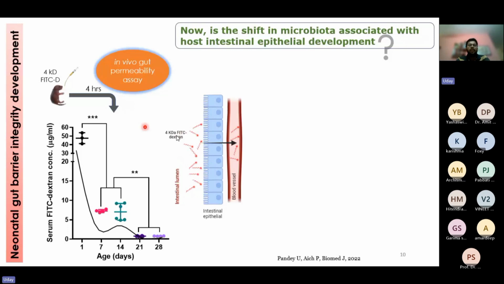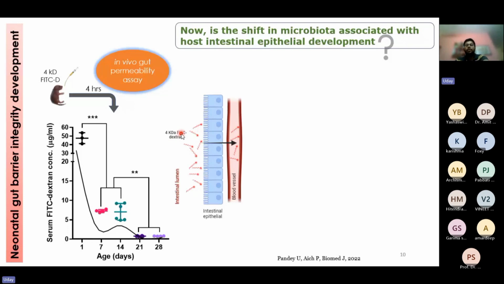There is one dye called 4-kD FITC-dextran. What we did is gavage the mice with 4-kD FITC-dextran, and after 4 hours, we sacrificed the mice and collected their blood samples. So what actually happens at that time? This is the 4-kD FITC-dextran, a dextran molecule attached with the FITC probe.